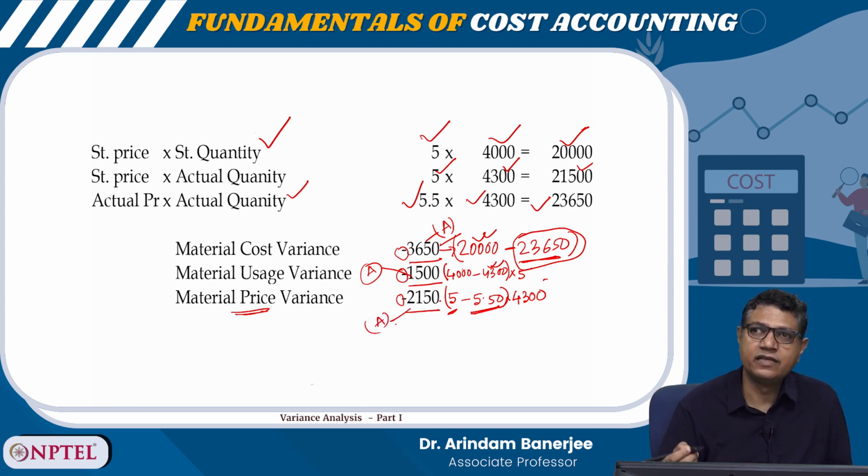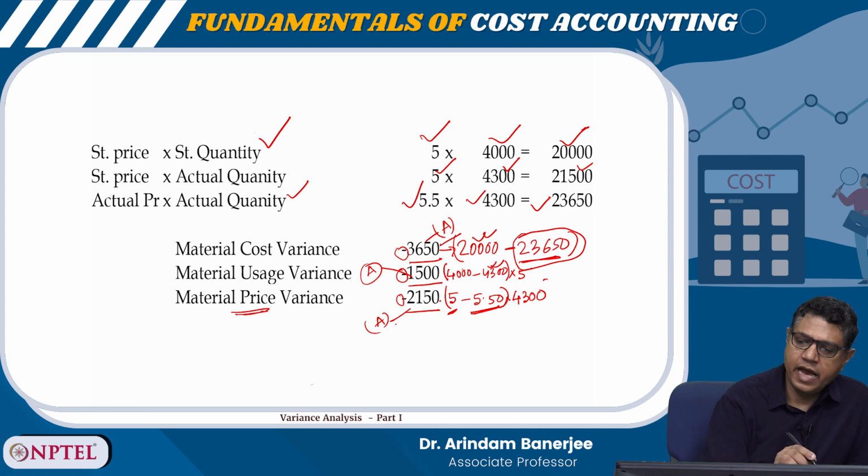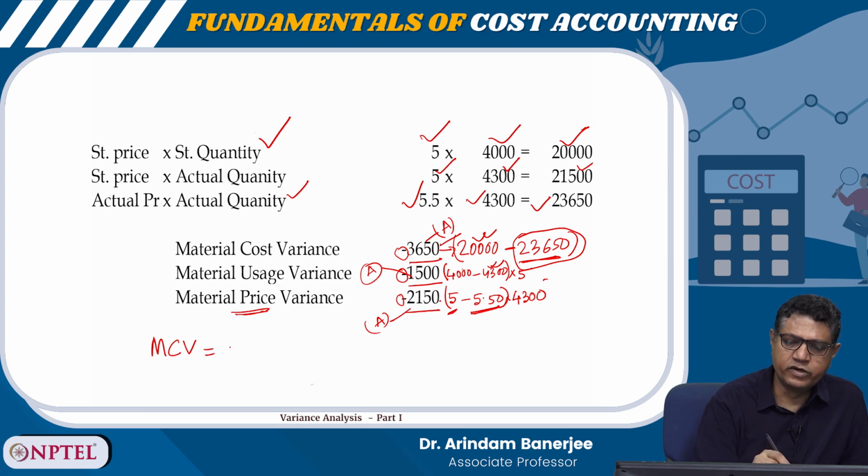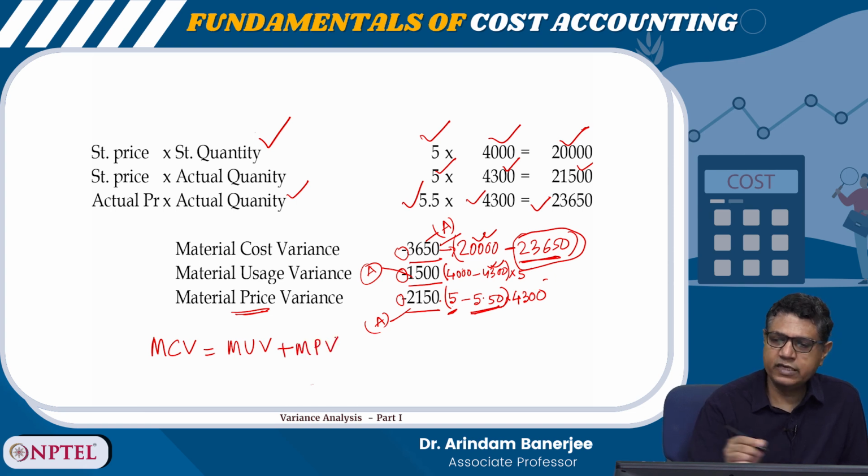Now one check whether my calculations are correct: I can do a cross check. Material cost variance is equal to material usage variance plus material price variance. So what is my material cost variance?